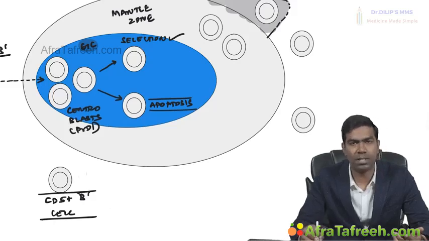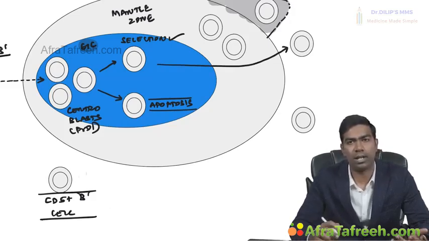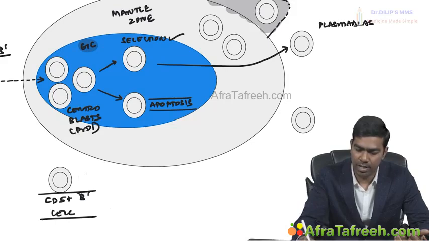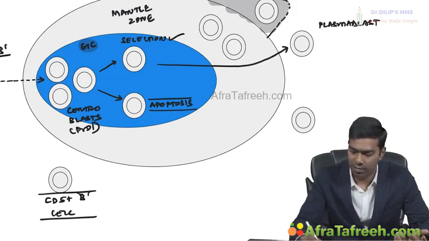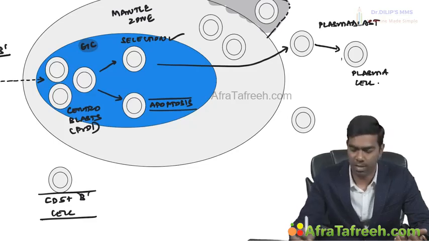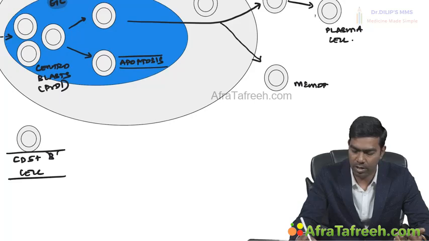The selected B cells, after the B cell selection, they can have one of two fates. Either they can become a plasmablast, which then becomes a plasma cell, or they can become a memory B cell.